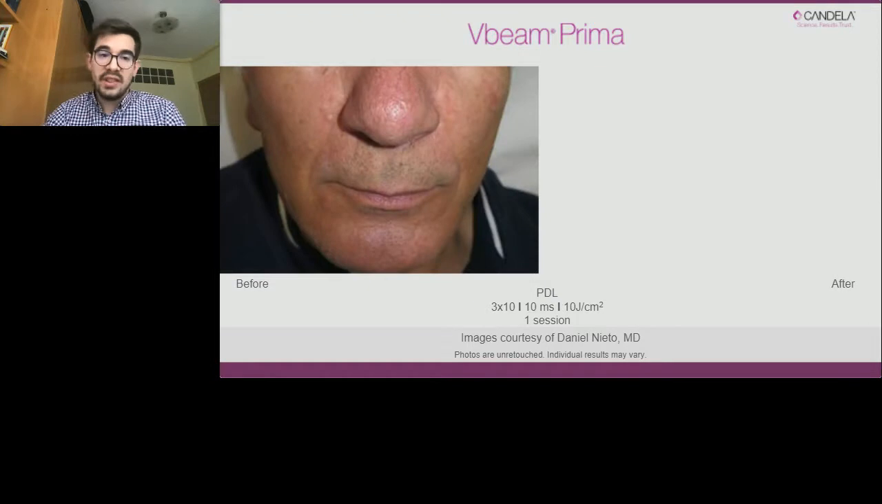This is the patient with very thick telangiectasia located on the nose, but very superficial ones.